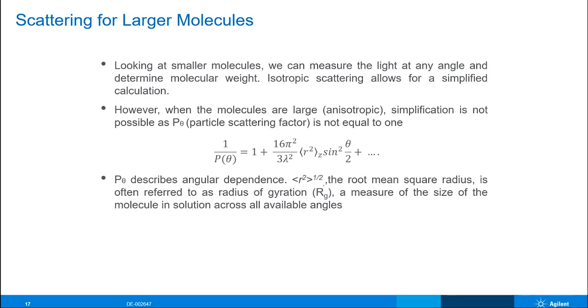The important thing to note within the particle scattering factor is this root mean square, or as most people refer to it, the radius of gyration, which is a measure of size of the molecule in solution across the available angles. This radius of gyration isn't a measurable number unless you have anisotropic scattering. So if you have an isotropic scatterer, and typically we say these are usually located right around under 10 nanometers, you're not going to be able to get a radius of gyration calculation from using multi-angle light scattering.